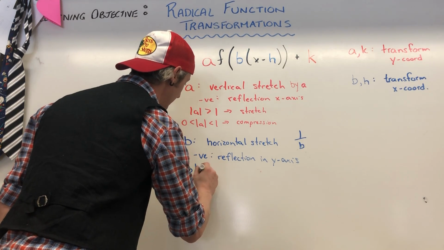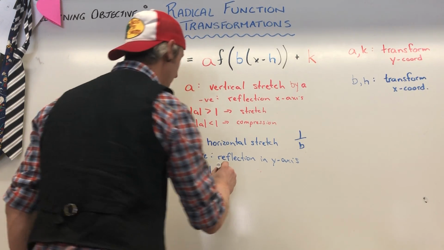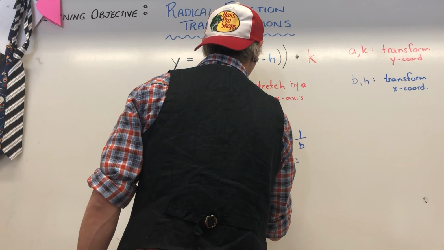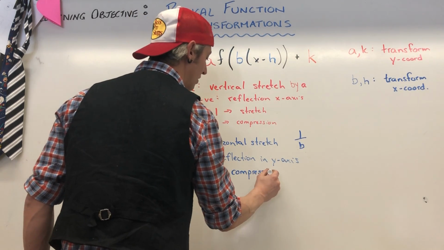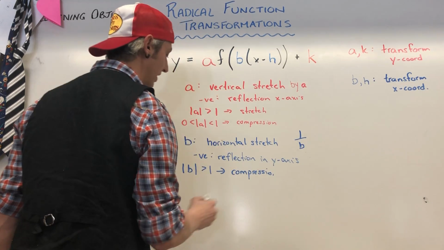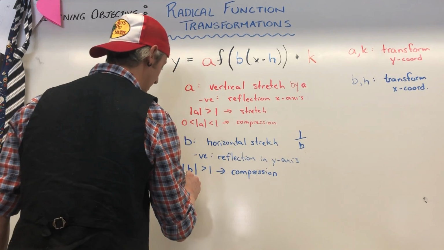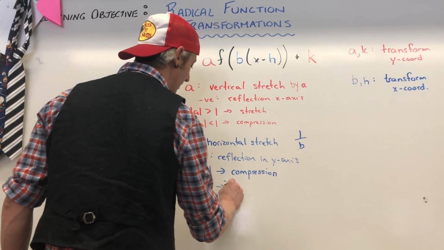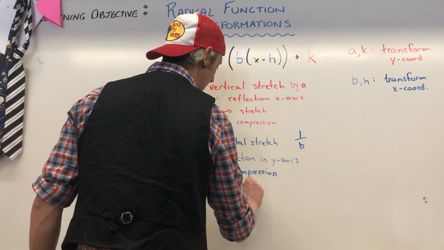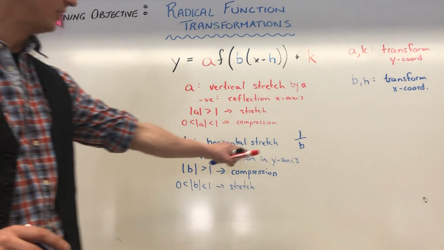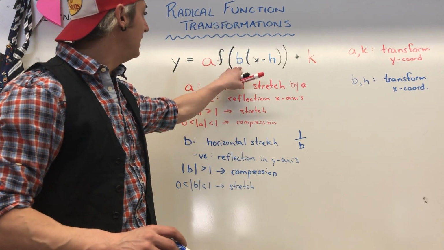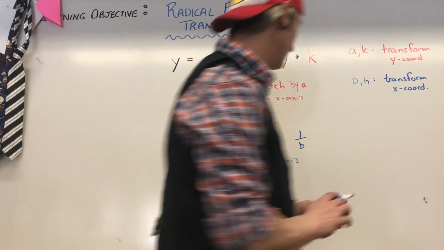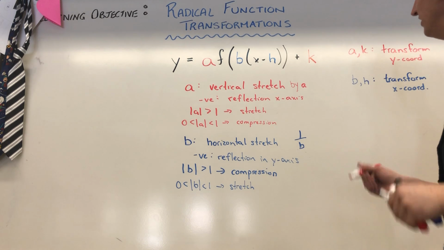If the absolute value of B is a number bigger than 1, we're going to get the opposite effect. We're going to compress. Because if B showed up as 3, we'd have to multiply by 1 divided by 3, and that's going to cause a shrinking. And if B is a fraction, a number between 0 and 1, 1 divided by a fraction is going to be a number bigger than 1, so we're going to get a stretch. So B is kind of the inverse of A. It behaves in an inverse way.